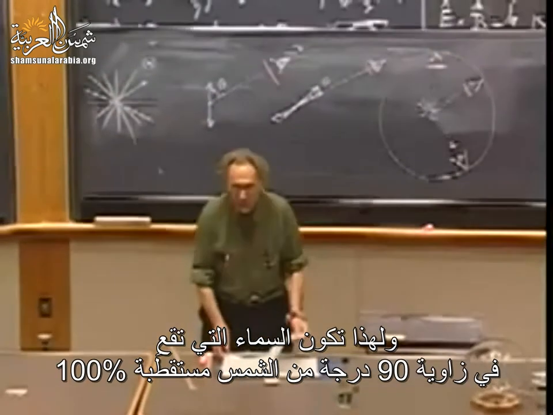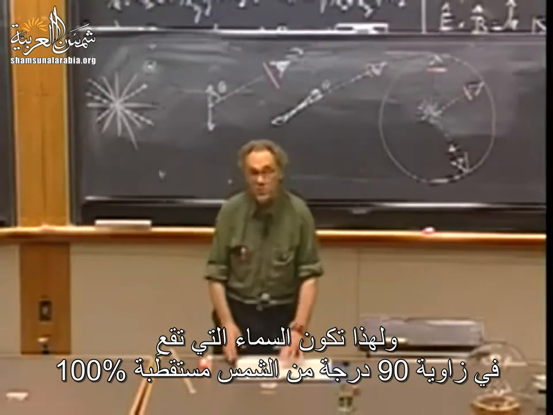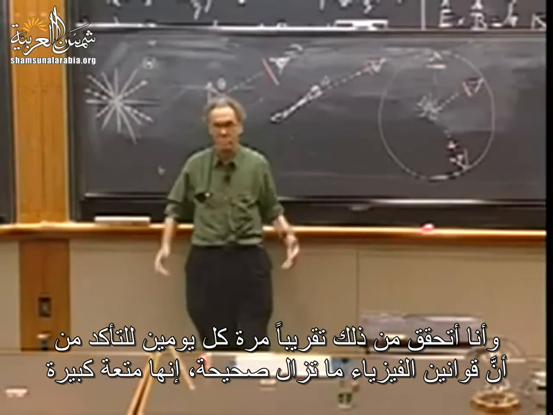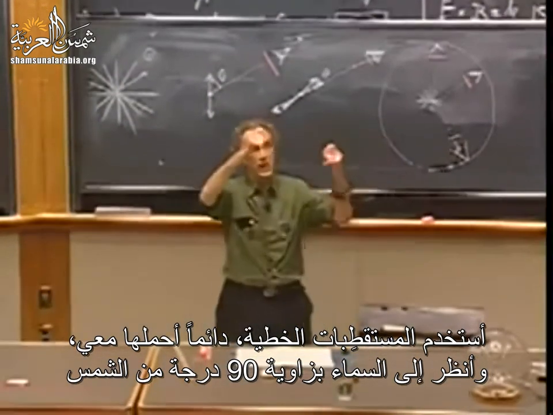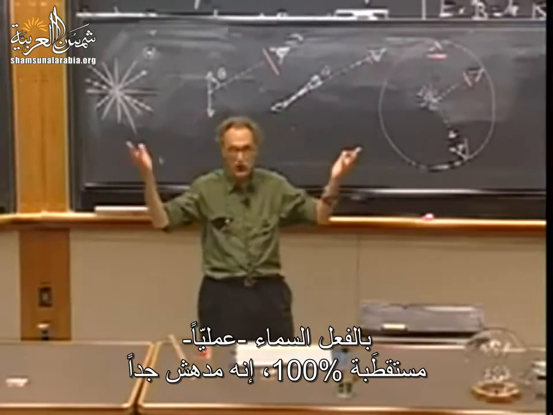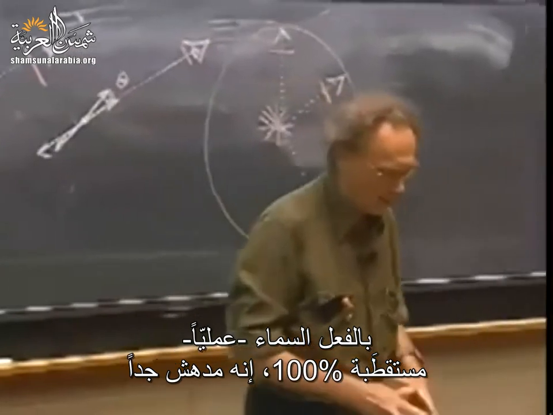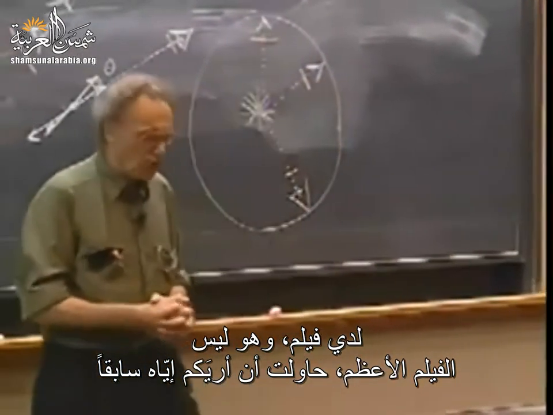That is the reason why the sky, 90 degrees away from the sun, is 100% polarized. And I check that almost every other day to make sure that physics still works. It's great fun. You take your linear polarizer. I always carry a handful with me. You look at the sky 90 degrees from the sun, and indeed, the sky is practically 100% polarized there. Quite amazing.